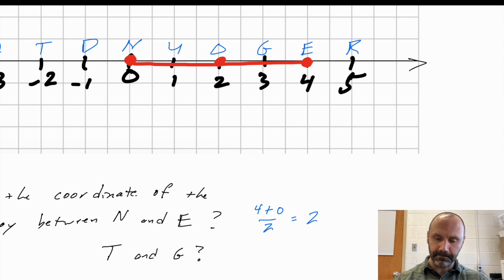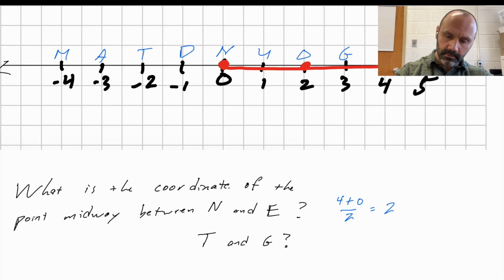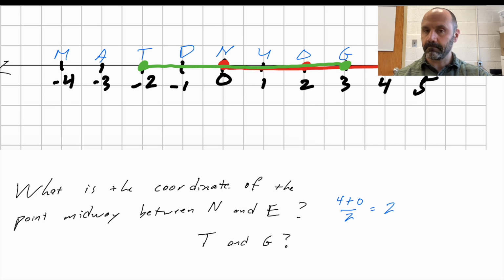What about T and G? T is over here, and G is over here. It looks like the midpoint is probably going to be somewhere between 0 and 1, like 0.5, right? So let's test out this formula that we came up with, the idea of taking the average of the 2 points, and let's see what we get.